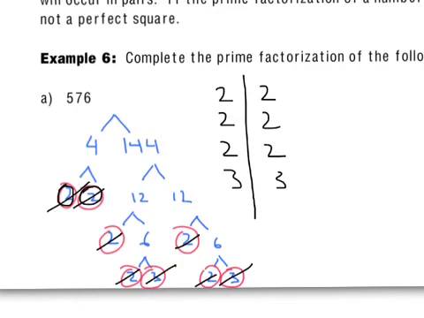So let me determine what the square root of 576 is. I'm just going to do 2 times 2 times 2 times 3, and I'm going to get 8 times 3, 24, 24, and 24. So I'm going to check on my calculator. 24 squared gives me 576, so the square root of 576 is 24.